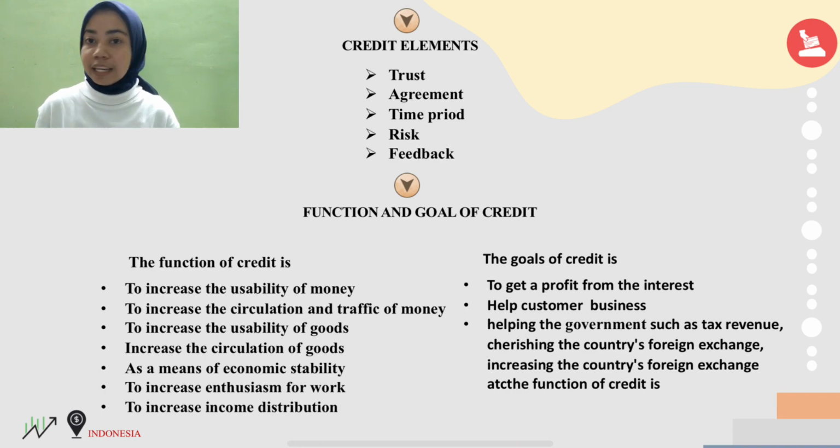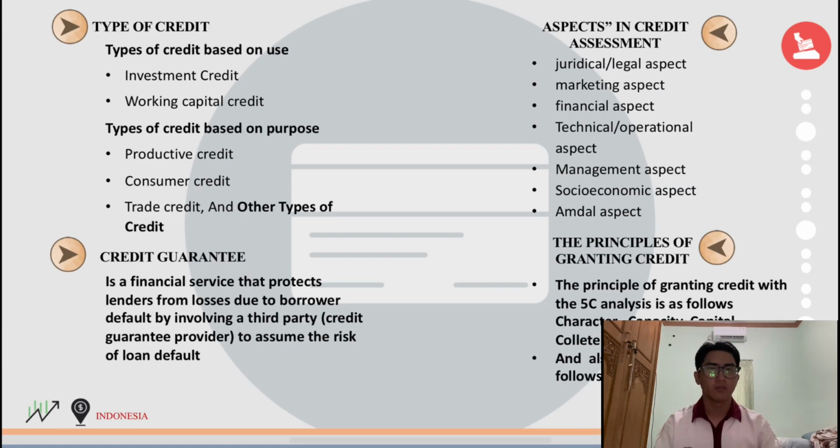Now I will explain about types of credit. There are several types of credit that can be seen in various aspects. First is types of credit based on use. There are two types. First is investment credit. This type of credit generally has a long repayment period. Next is working capital credit. This type of credit is used to increase the capacity of production operations. Working capital loans are given for payment of wages, purchase of raw materials, or other matters related to the company's production activities.